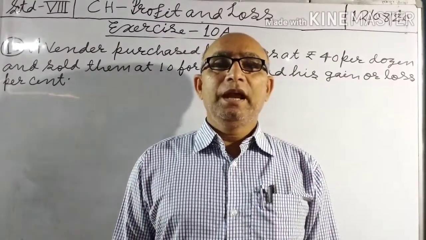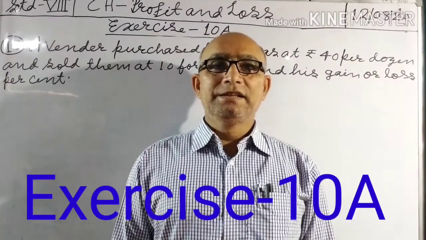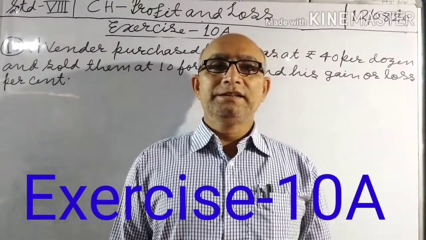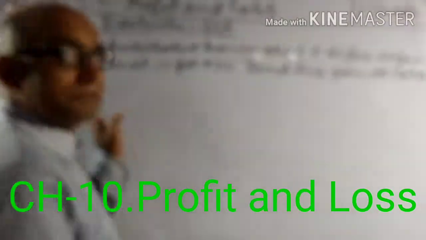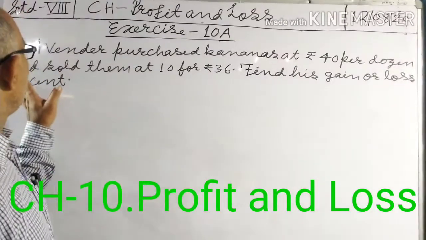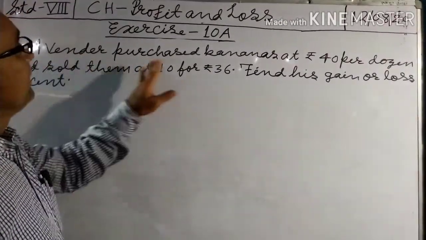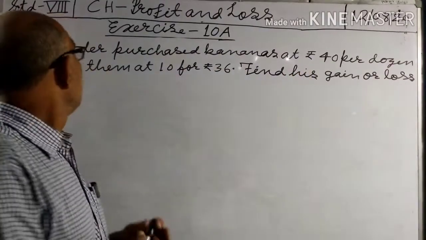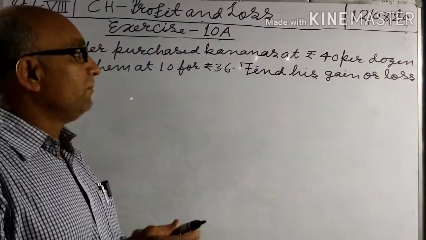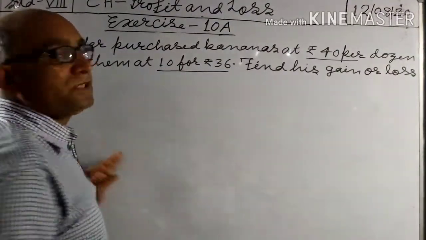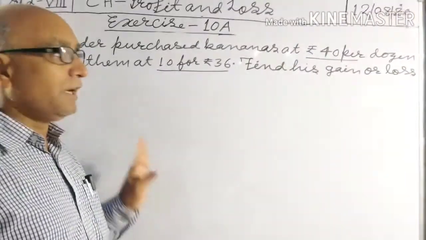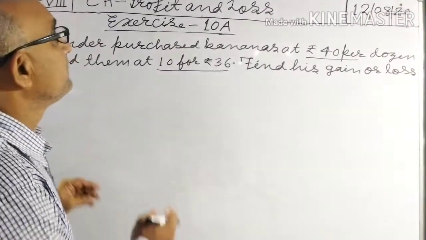Students, today I shall solve exercise 10A of class 8, chapter 10, profit and loss. Question number 13 is written on this board. A vendor purchased bananas at rupees 40 per dozen and sold them at 10 for rupees 36. Find his gain or loss percent.